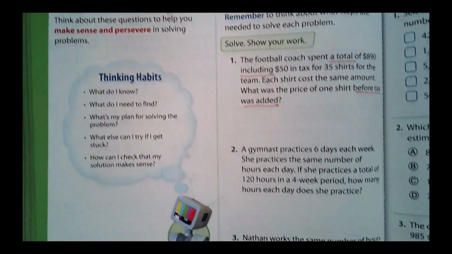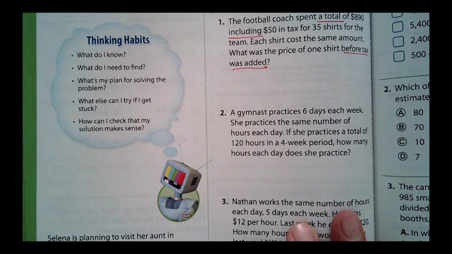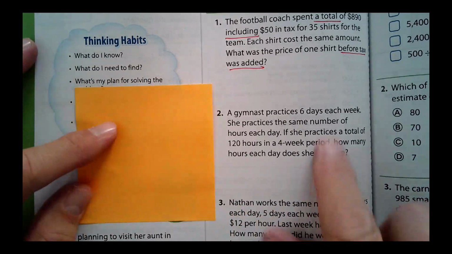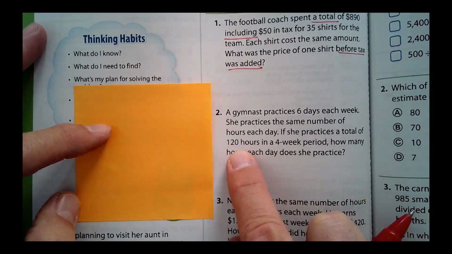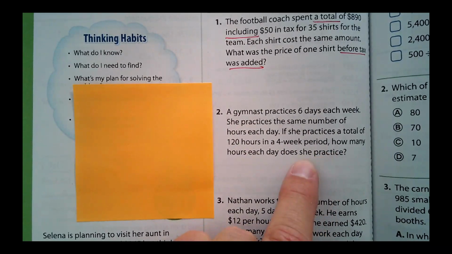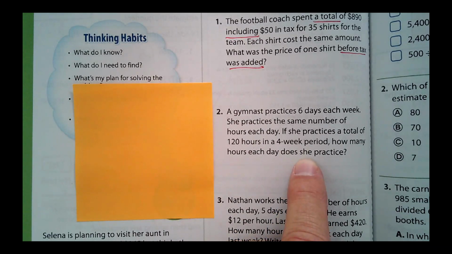Number 2 says a gymnast practices 6 days each week. She practices the same number of hours each day. If she practices a total of 120 hours in a 4-week period, how many hours each day does she practice? Okay.